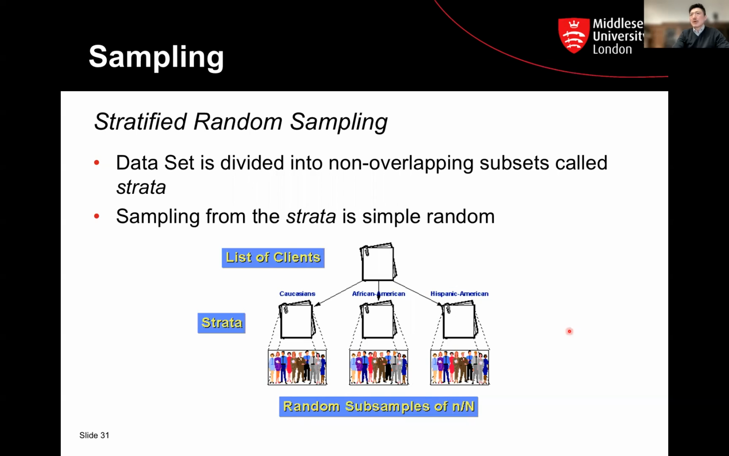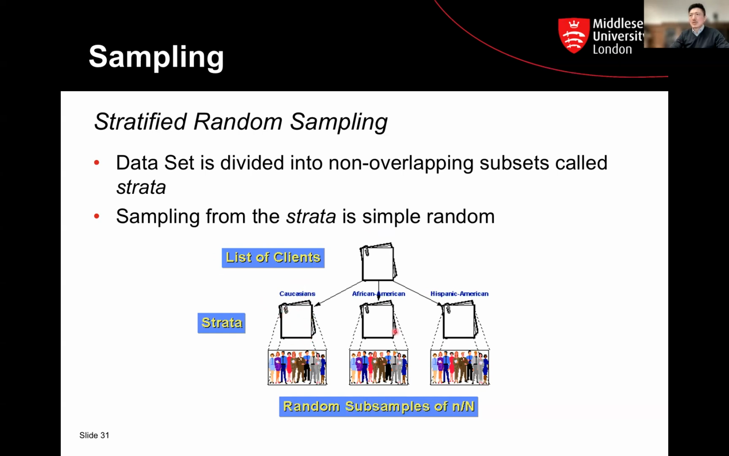Okay, and this is stratified random sampling. First, you group your data set into non-overlapping subsets. These are called strata. And then sampling from the strata is simply random. Let's say this is your entire data set with all the clients you have. Then you can group these clients into strata by ethnicity.